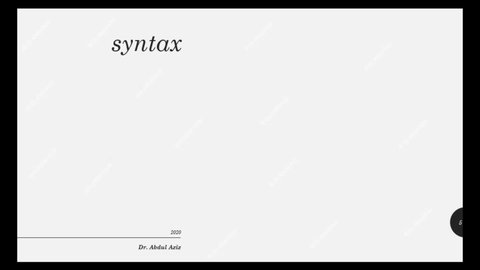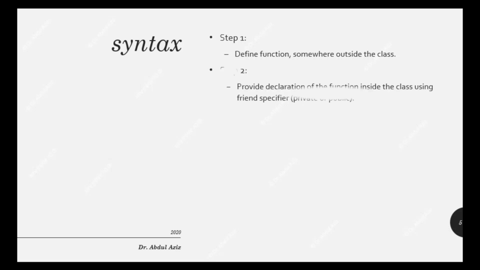Now, what is the syntax? Step 1, we need to define the function anywhere outside the class. Second, we need to provide a declaration of that function as a friend in my class, so that the compiler knows that whenever this function is going to access my data, the compiler won't stop it. It will allow access to my data.